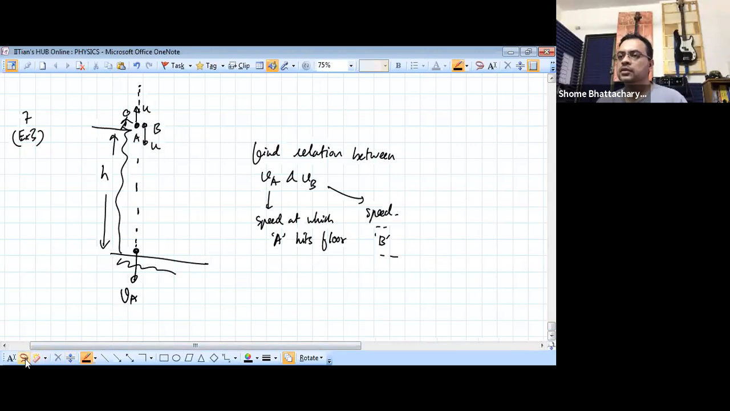Whereas the stone B, we take a different color to label it. This one, B, I have thrown straight down, but with the same speed u. So B will come straight down like this and hit the ground with some speed VB. So I have to find the relation between VA and VB. Dhruv, what do you think the answer should be? Are they equal or what?